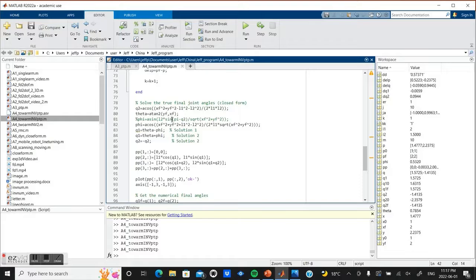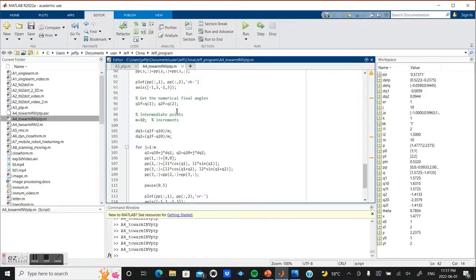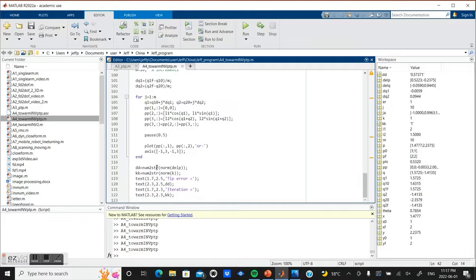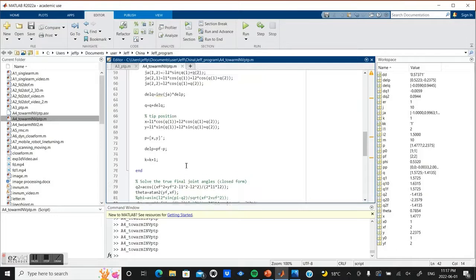So this is the closed form solution, and then you calculate and then you plot. And then here you get the numerical final angle, and then you calculate the difference between the final and the initial angle for joint 1 and joint 2. So basically you can calculate the intermediate points, and then you use the for loop again, like the one I showed you for the closed form solution. You can go through the intermediate points, and here you just show on the plot the final error.